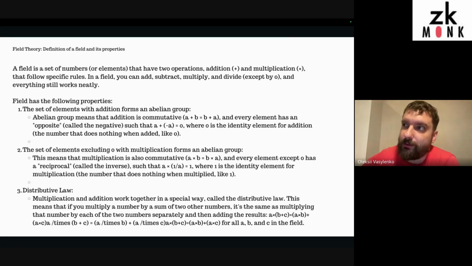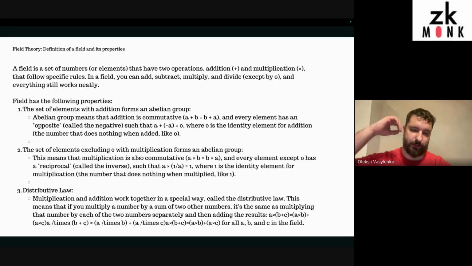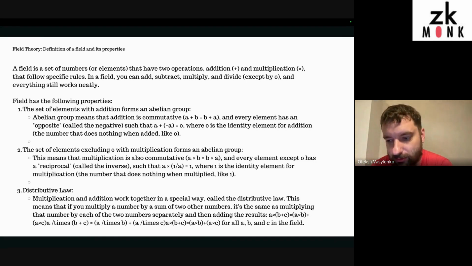So, in an elliptic curve, we always have a positive y coordinate of the point and a negative one. So there are always 2 elements. There's no way to have just 1 element, at least in classical math. The set of elements excluding 0 with multiplication forms an abelian group. This means that multiplication is also commutative. So multiplication in the group, on the clock, number 2 multiplied by 4 will be the same as 4 multiplied by 2.